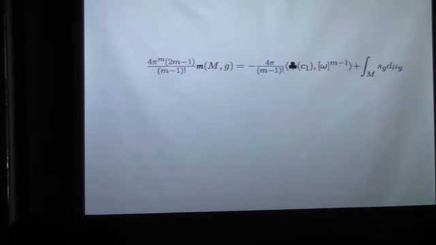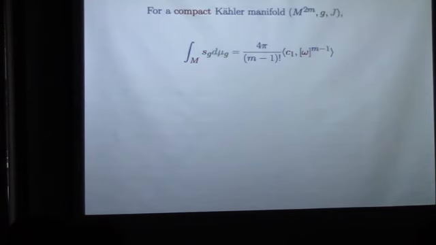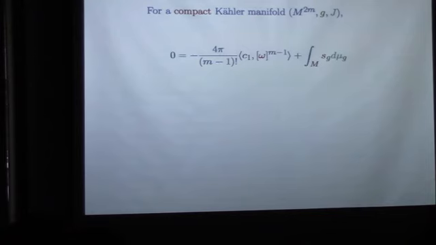For a compact Kähler manifold, there is an amazing generalization of the Gauss-Bonnet formula. Gauss-Bonnet on a surface says if you integrate the Gauss curvature, which is half of its scalar curvature, then you get a multiple of the Euler characteristic. And the Euler characteristic could be thought of as the first Chern class.